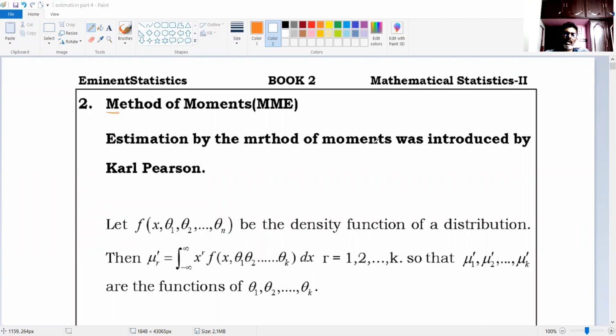Estimation part 4 in this video includes method of moments, method of least squares, and also the Cramer-Rao lower bound. These three topics are very, very important. Method of moments and method of least squares are methods of estimation. The Cramer-Rao lower bound gives a variance lower bound. So these three topics are very, very important from the examination point of view.